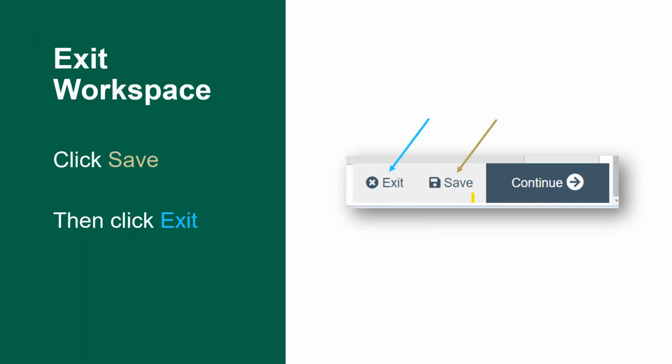At this point, you can exit the workspace by saving and then clicking Exit. At any time when you're uploading documents, if you do it piecemeal, you can use the same way to exit the workspace. Don't forget to save after you add something or it will disappear.